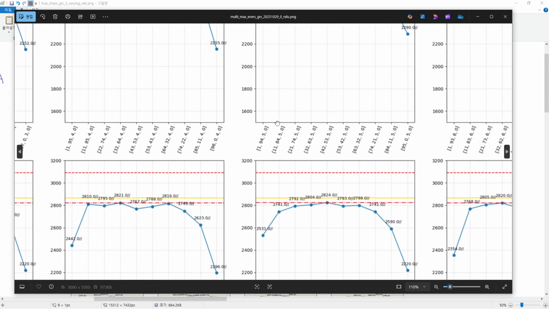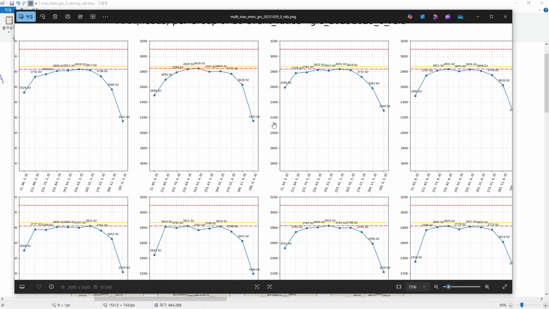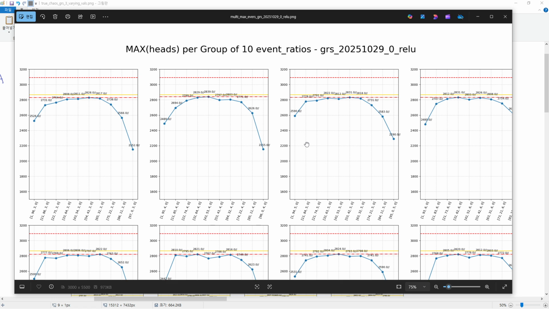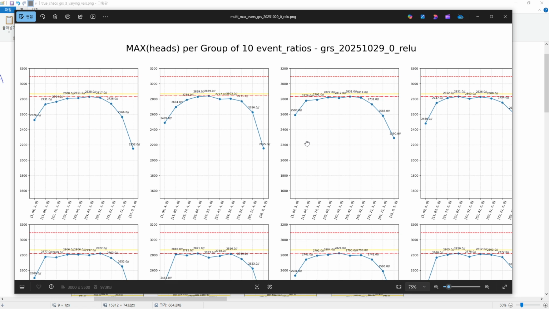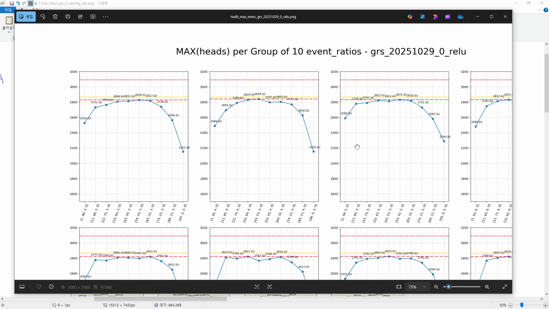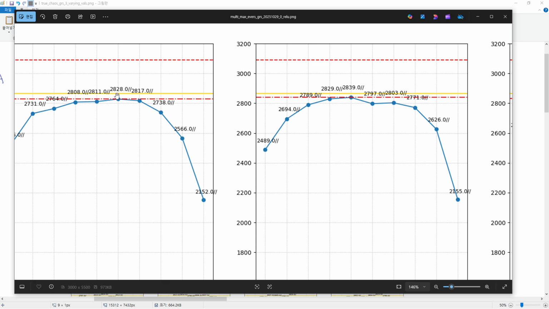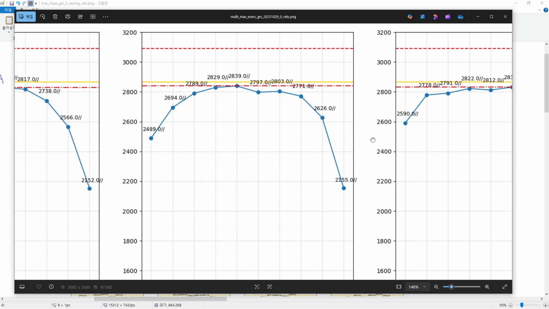If we look at the maximum errors per entity event ratio group, we see that the maximum errors are not what they used to be. There's something off about them, all of them.